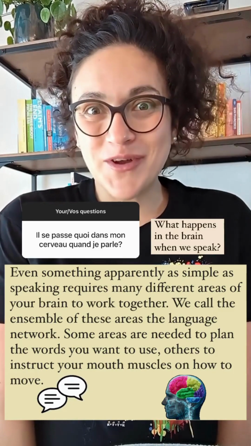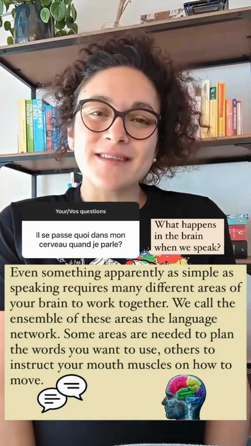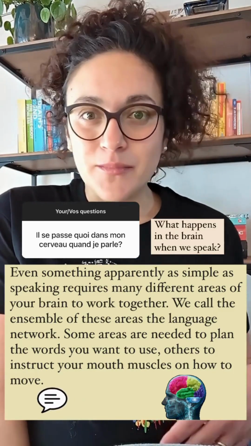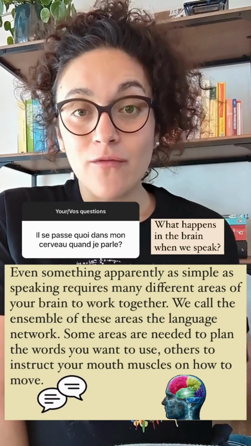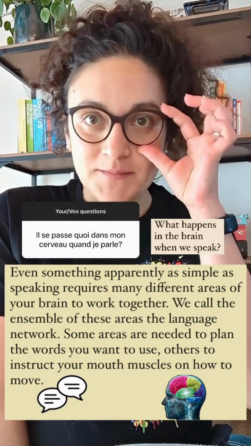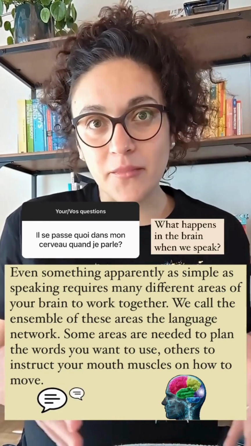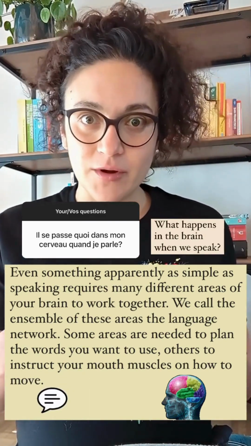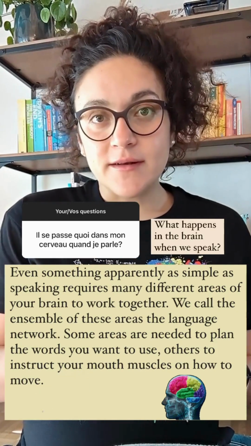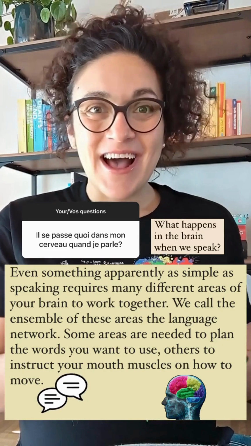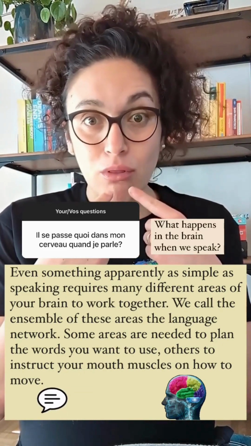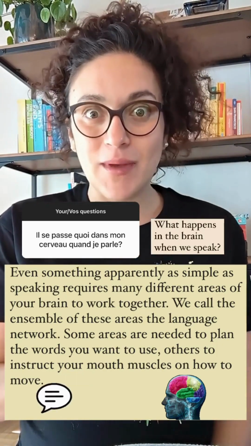So what happens in the brain when we speak? Even something apparently as simple as speaking requires many different areas of your brain to work all together. We call the ensemble of these areas the language network. Some areas are needed to plan the words you are meaning to say, others to instruct your mouth on the movement it needs to make.